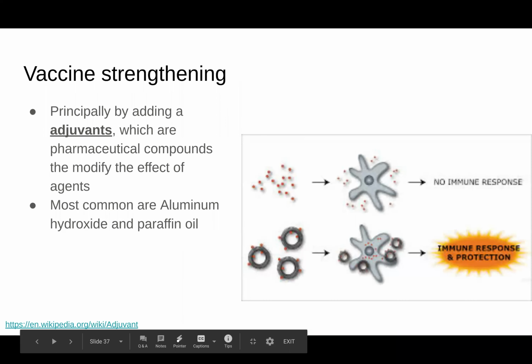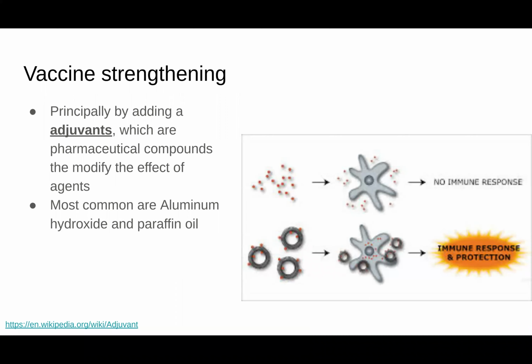So one thing important about vaccines is this strengthening part. This is done across almost all vaccines, but it's really common in toxoid vaccines. And we strengthen vaccines by adding what are called adjuvants. I mentioned this previously, but adjuvants are compounds, pharmaceutical in nature, that modify the effect of the agent, so this microbial part.